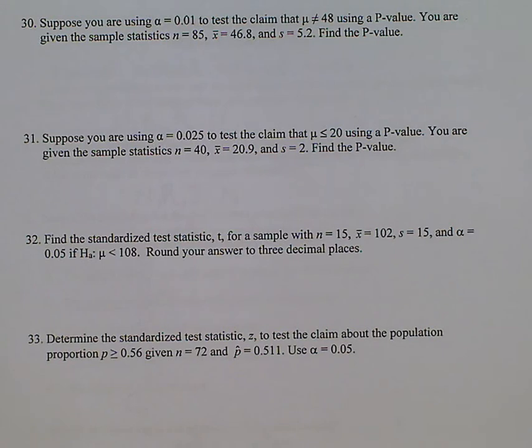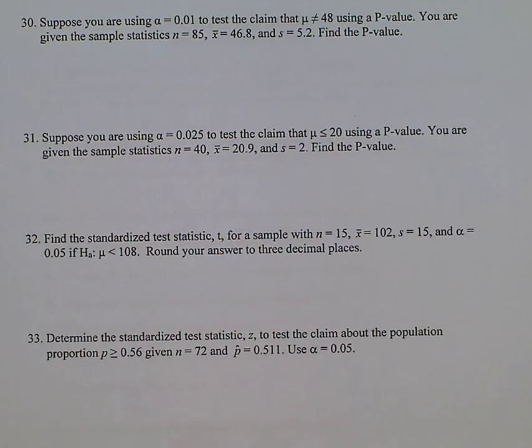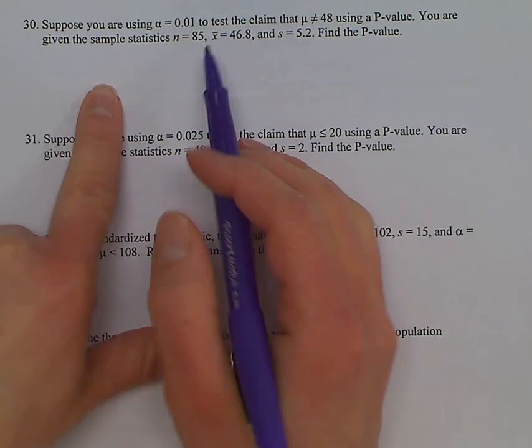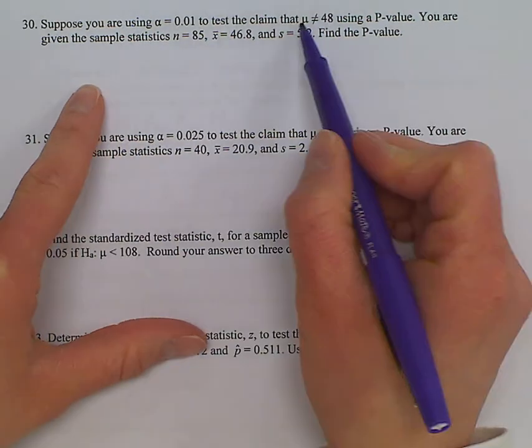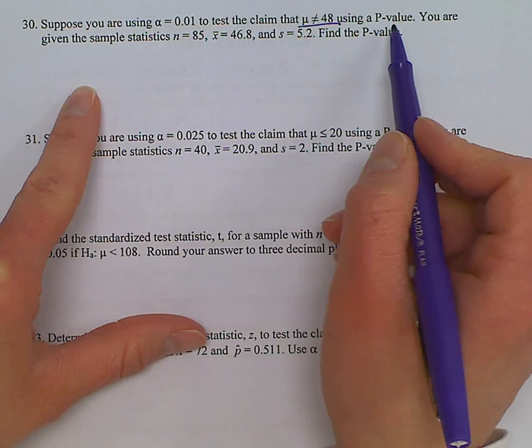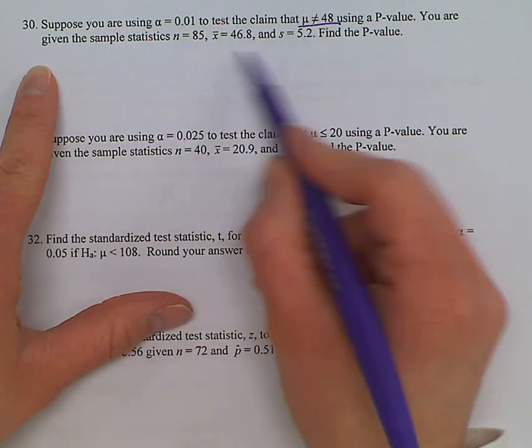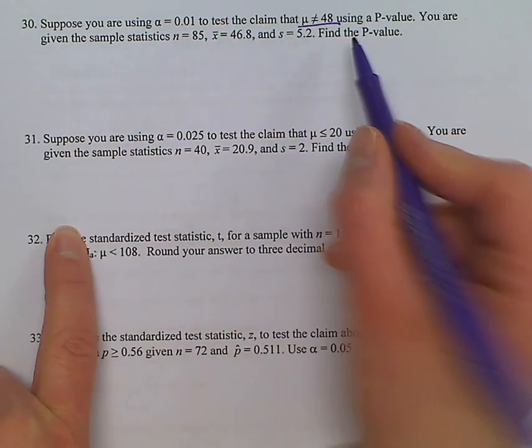Okay, our last page here goes through the last pieces that we need for our hypothesis testing. Number 30 says, suppose you are using alpha being 1% to test the claim that the mean does not equal 48. Using a p-value, you are given the following sample statistics. Find the p-value.